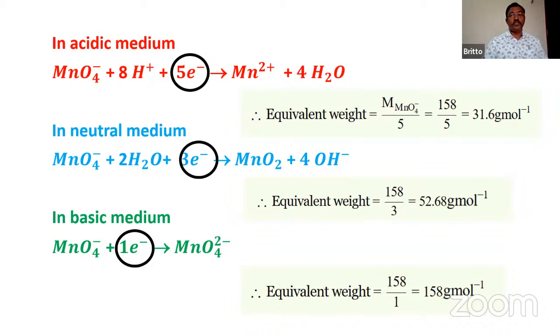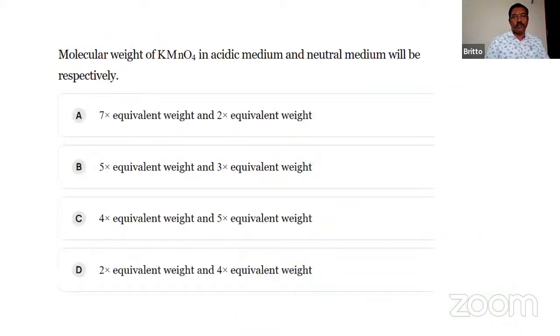Okay, so based on the number of electrons, that is the n factor, the number of electrons involved in the reduction or oxidation reaction, we can find out the equivalent weight. Based on this, they have asked questions. One of the questions: the molecular weight of KMnO4 in acidic medium and neutral medium will be, respectively, what? In acidic medium we already saw.